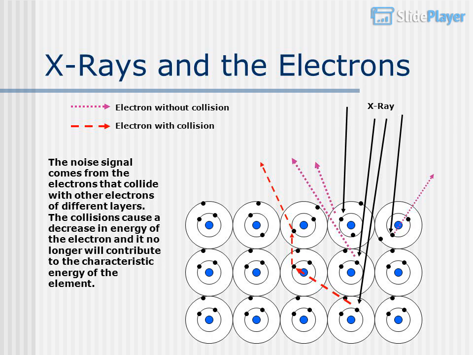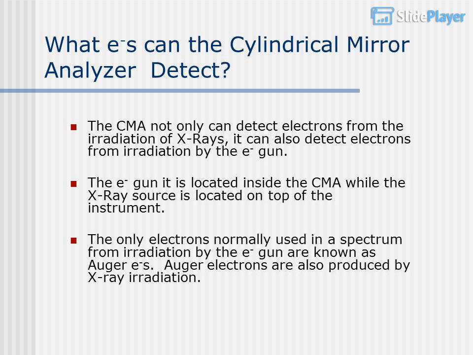X-rays and the electrons. Electron without collision. X-ray. Electron with collision. The noise signal comes from the electrons that collide with other electrons of different layers. The collisions cause a decrease in energy of the electron, and it no longer will contribute to the characteristic energy of the element.